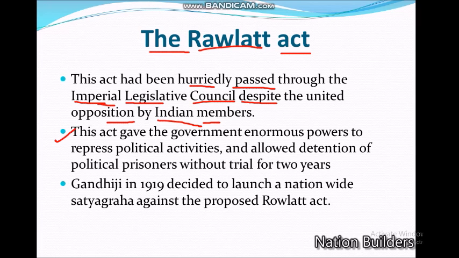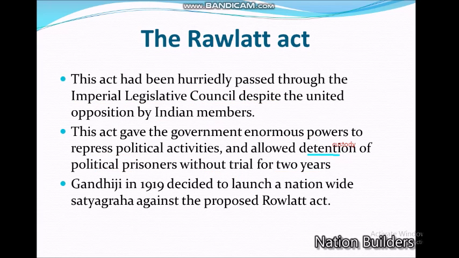What was the act? See here. This act gave the government enormous power. Through this act, the British government got more power and strength. What power did they get? The power to repress political activities and to allow detention of political prisoners. Through this act, without any inquiry, without any legal proceedings, a prisoner could be put in prison for 2 years. So this was the act.